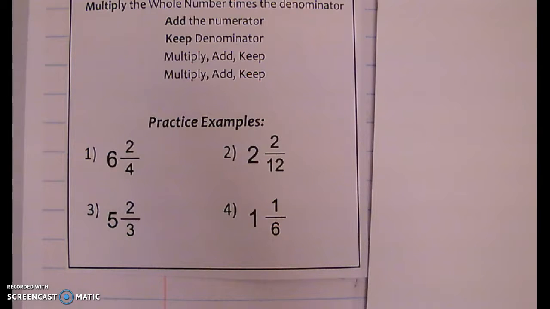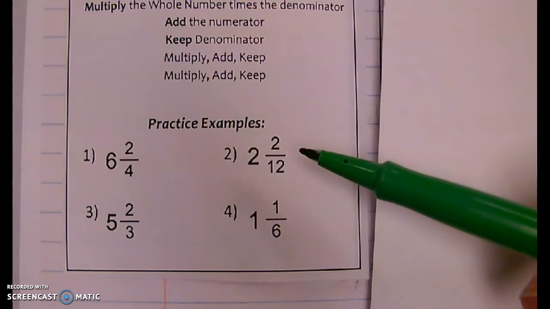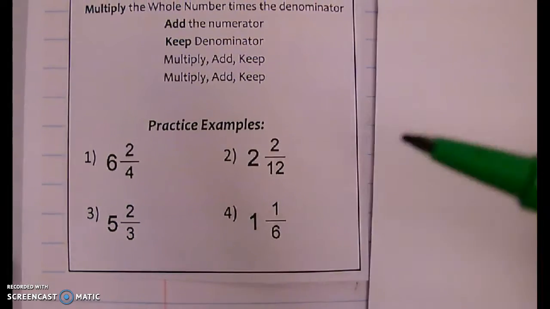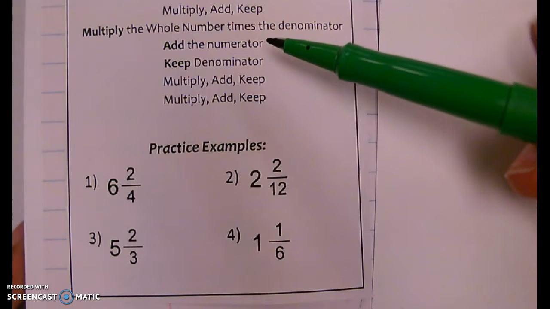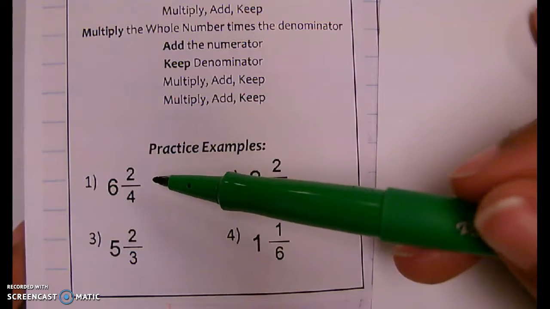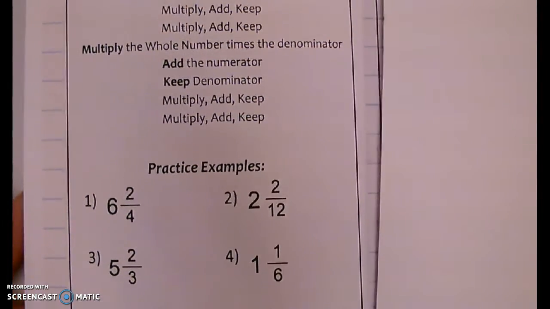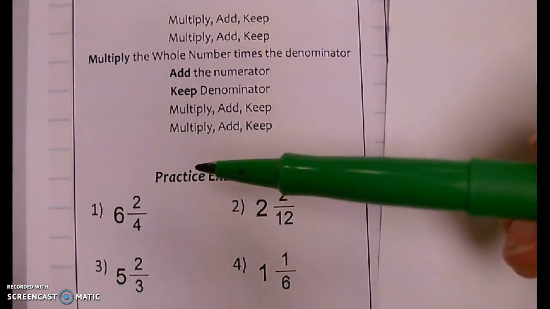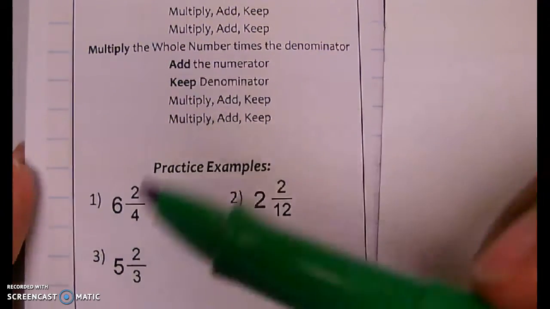Now let's look at some of our practice problems. Now if you saw me do a little switcheroo, don't worry about it. We're all right, okay? Let's use this chant to do these problems. So what we're doing exactly is we are changing from a mixed number to an improper fraction. So how do we do that? We multiply, add, keep. Multiply, add, keep.